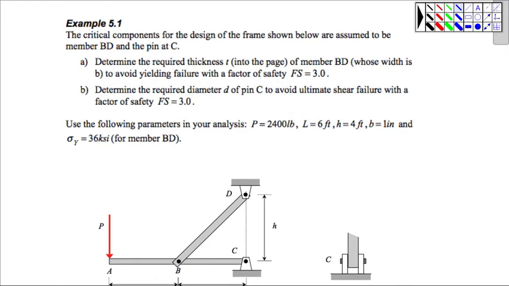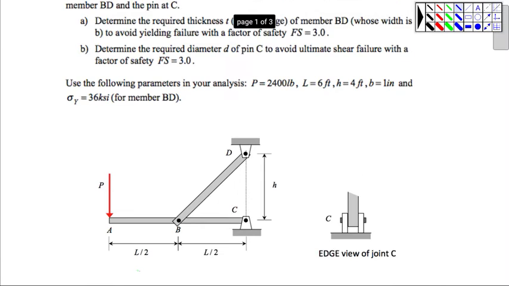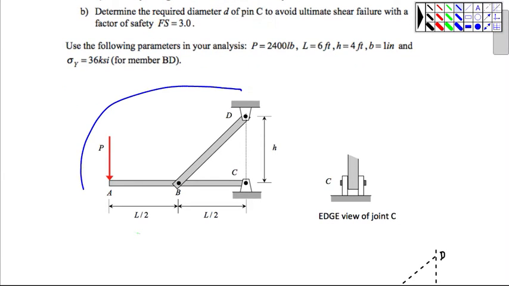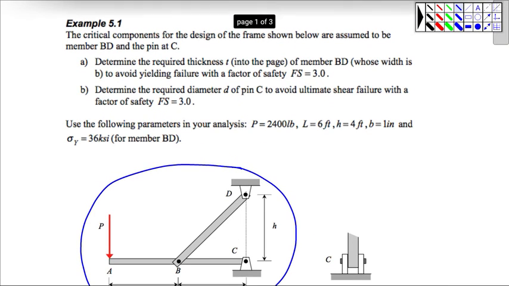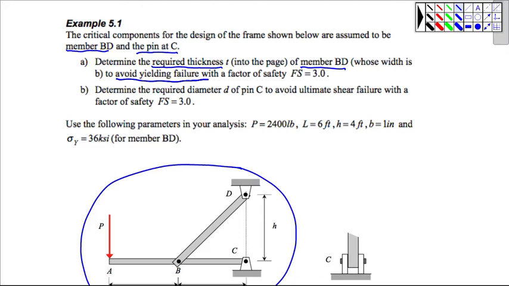In this example, we are going to analyze the critical components of the frame that we have here. The critical components are member BD and the pin at C. In part A, we have to estimate the required thickness of the member BD to avoid yielding failure with a safety factor of 3.